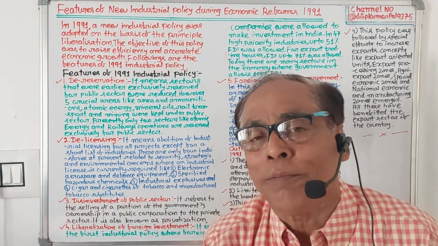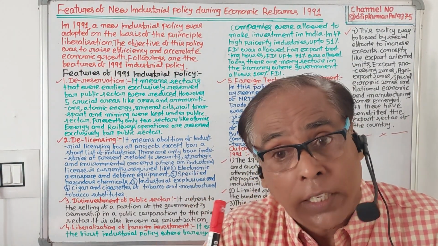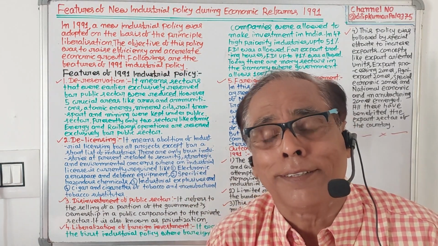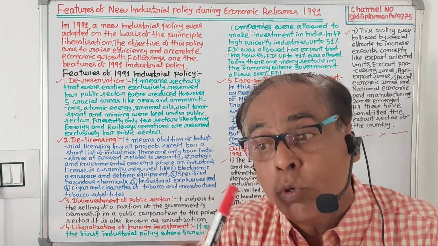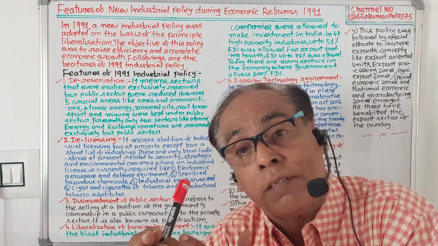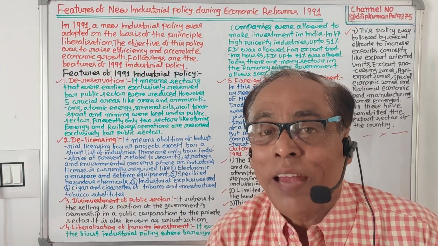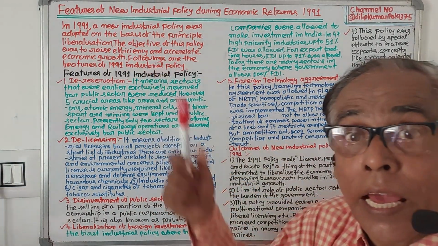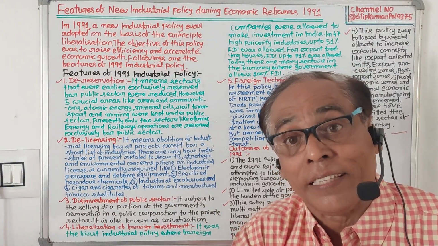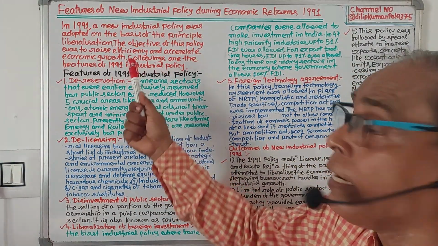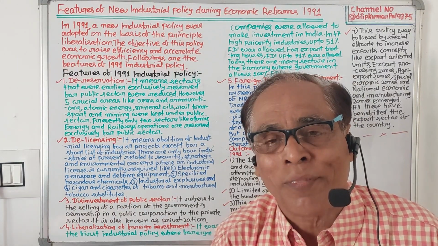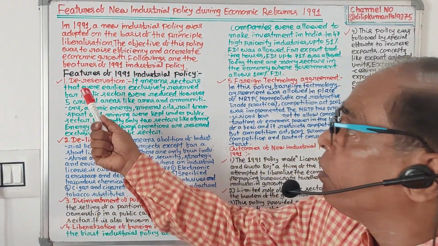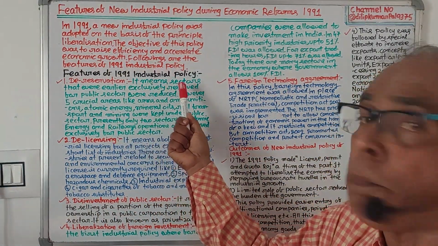In 1991, liberalization was introduced in India. On the basis of the principle of liberalization, a new industrial policy was framed. And the objective of this new economic policy is to raise efficiency in the economy and accelerate economic growth, to speed up economic growth. So, what are the features of the new economic policy 1991? Features of the 1991 industrial policy.